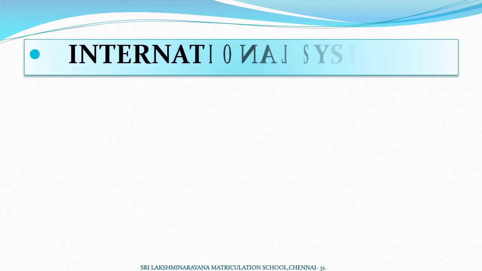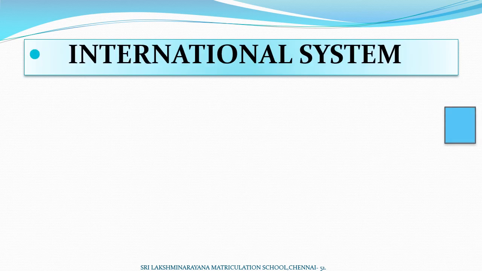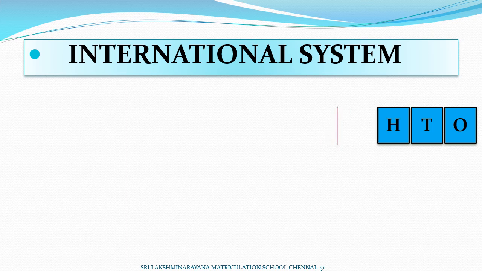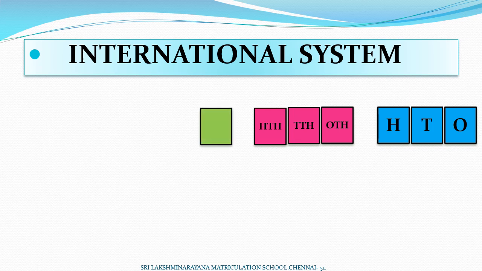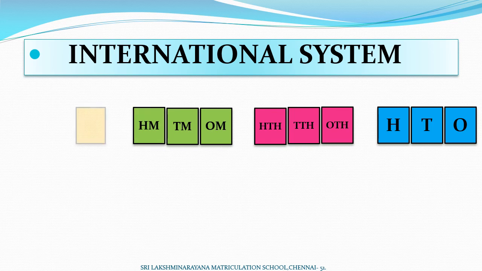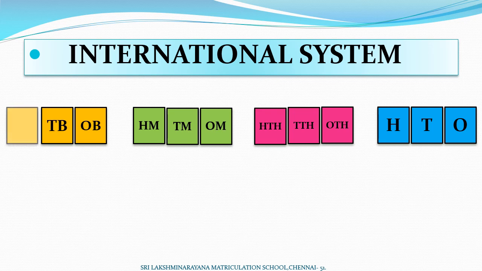Now let us see under international system. The places under international system are ones, tens, hundreds, 1,000, 10,000, 100,000, 1 million, 10 million, 100 million, 1 billion, 10 billion and 100 billion.